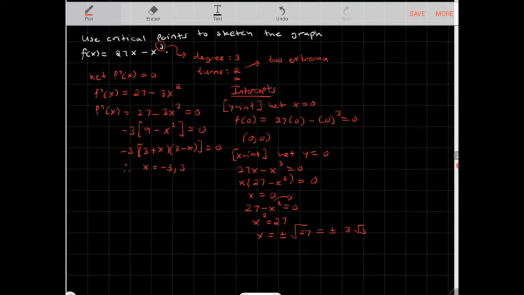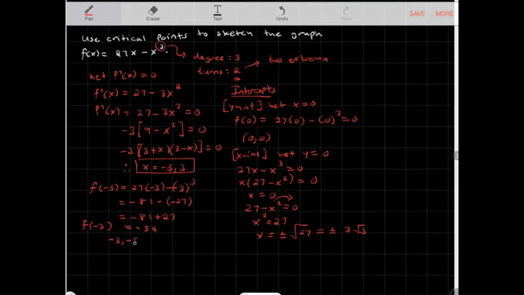Okay? And we can also figure out our maximum and minimum points. We know our critical points here; we just calculated them early on. To calculate the y value of those points, I do f of negative 3, which is equal to 27 times negative 3 minus negative 3 cubed. So make sure you write the integers properly. You get negative 81 plus 27, which if I calculate this out, is negative 54. So one of your points here is negative 3, negative 54.